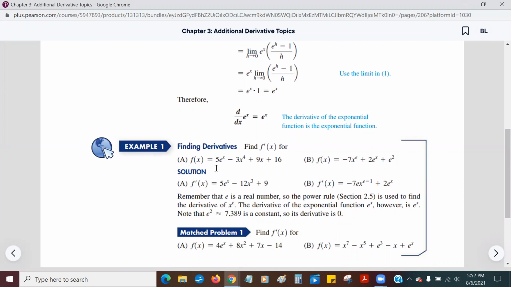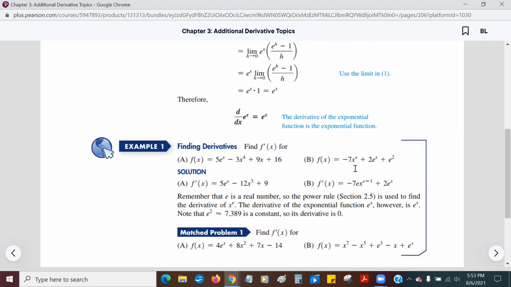So the derivative of, for example, 5 e to the x minus 3x to the fourth plus 9x plus 16. Well, the 16 just disappears. The 9x, I just get 9. That's regular power rule. 3x to the fourth becomes 12x to the third. And the 5 e to the x is just 5 e to the x. I like that.